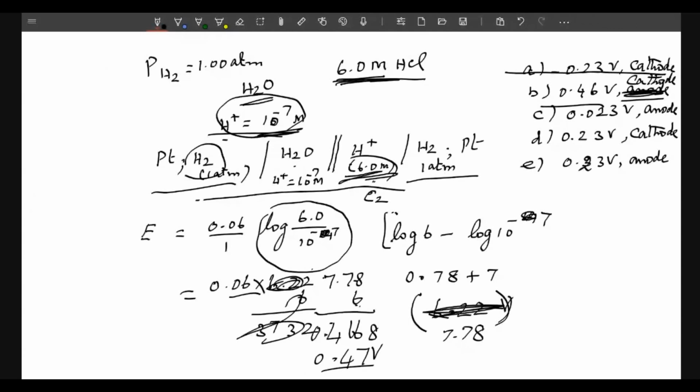Sir, what about the ionic product, 10 to the power minus 14, then, sir? Yes, 7 use pandrom. What is the ionic product of water?